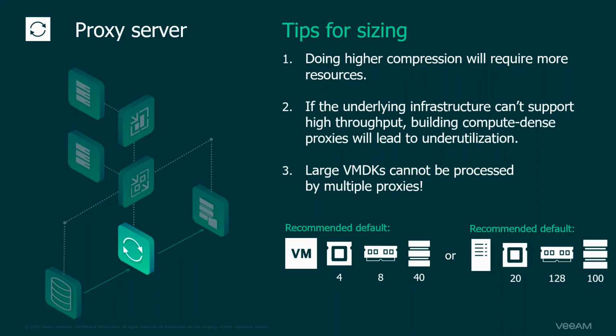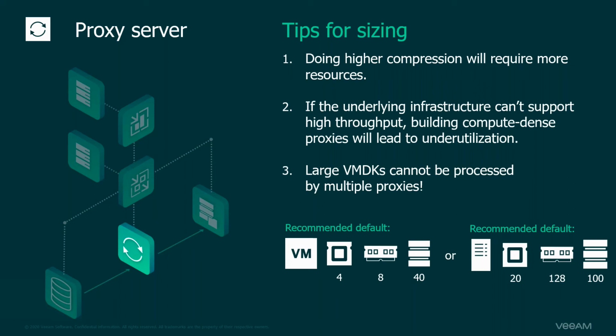You're going from that source across the proxy, maybe over the network to your repository if they're different machines, and then down to disk. So it might be worthwhile to make sure that you can write that data as fast as it can be read from those proxies. Also, don't forget that large VMDKs cannot be processed by multiple proxies. Again, each task is per VMDK. So if you do have a large VMDK, that may take a little bit as that proxy is going to be processing that.